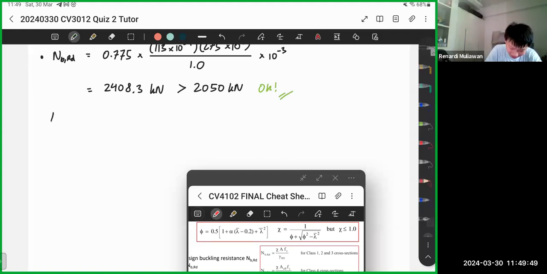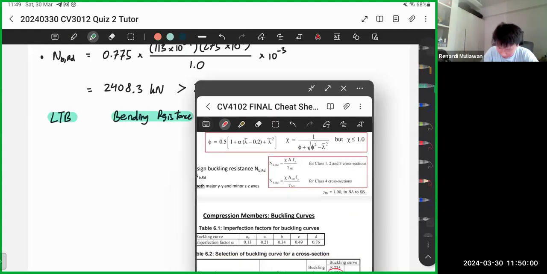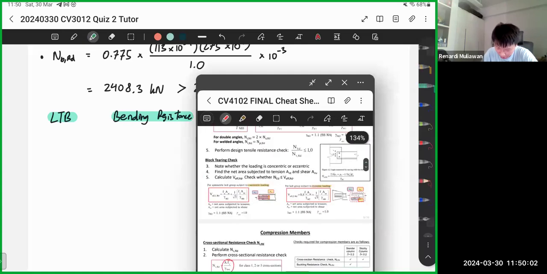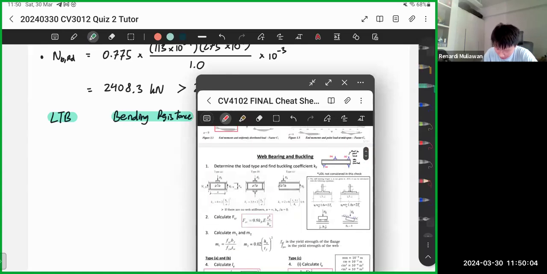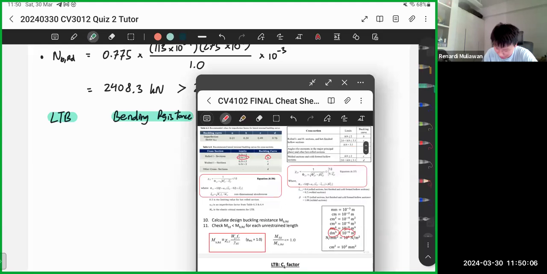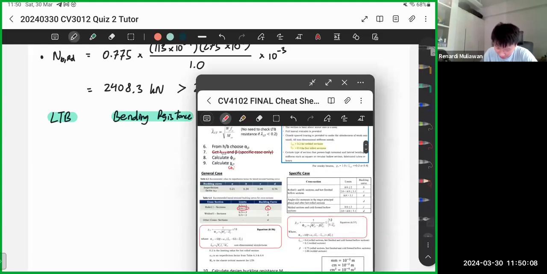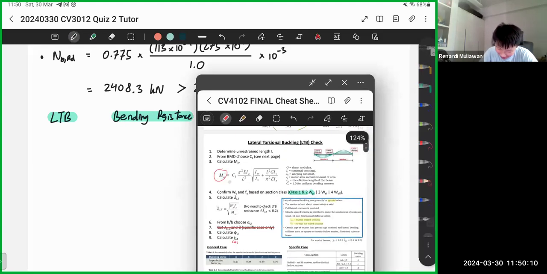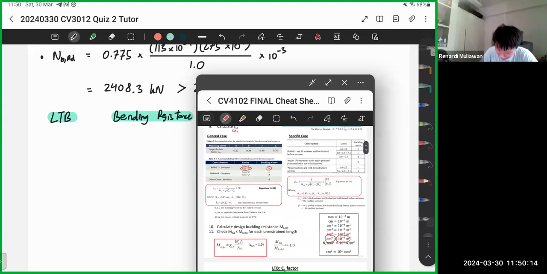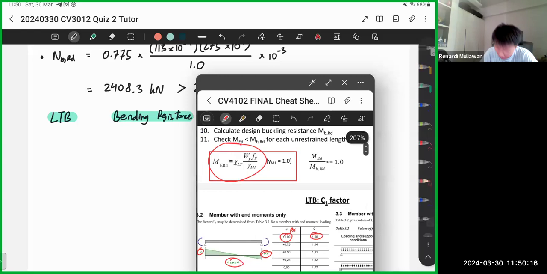So now you need to do LTB and bending resistance by yourself. I'll leave it to all of you. I'll just show which one is which. So LTB, I think it's quite famous. I think you know which one it is. LTB is this one with the MCR, the infamous formula. So you need to find this MBRD.